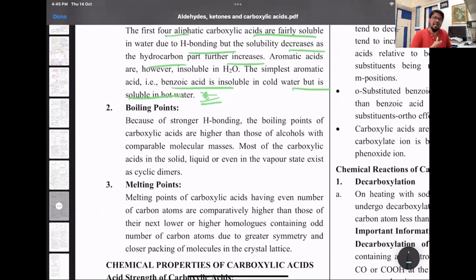Boiling points of carboxylic acids are the highest. Carboxylic acids generally act as a dimer. Like if we see acetic acid in the vapor phase or in an aprotic solvent like benzene, it forms a dimer. Melting points of carboxylic acids having an even number of carbons are comparatively higher than the next lower or higher homologue containing an odd number, due to symmetry.